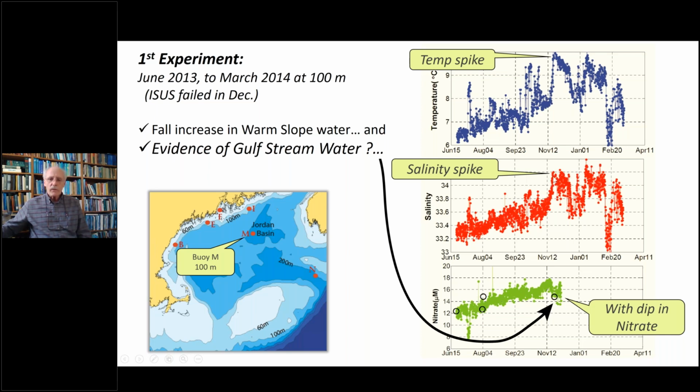But notably here, we see this very sharp increase in salinity, sharp increase in temperature, which we would think is our warm slope water coming in, but instead of nitrate going up, it went down. And so from that, we speculated that this is Gulf Stream water, but based on very little evidence other than a lot of arm waving. So that was our first experiment.